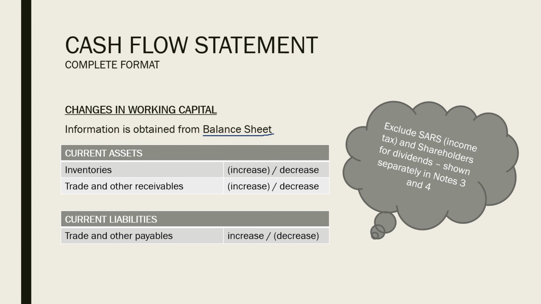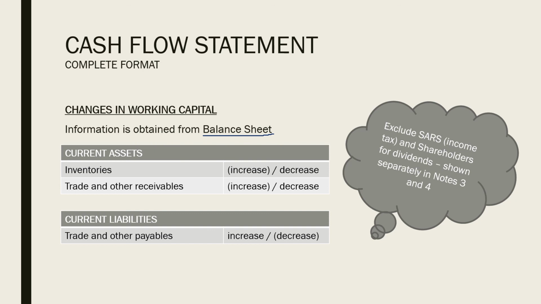Right, with SARS income tax, we showed it in note 3. With the shareholders for dividends was note 3. SARS income tax was note 4. So we show it completely on its own. We can't show it twice. We can only show it once, and we show it separately as part of their own little notes. So we do not indicate them as part of trade and other receivables or trade and other payables.